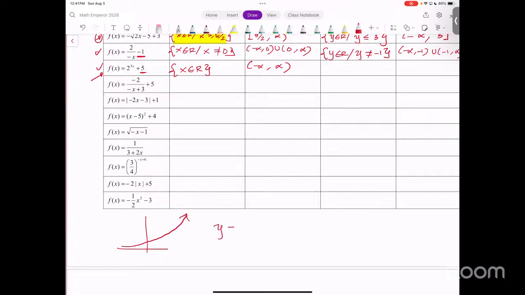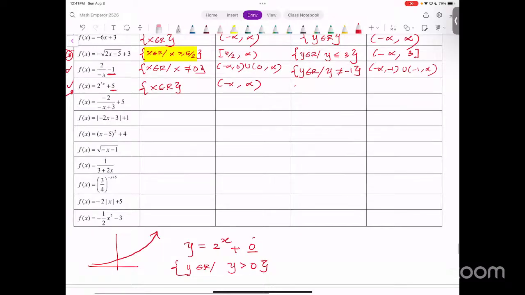When y is equal to 2 to the power of x, the range is going to be y belongs to real, but y is greater than 0. So y won't take this value. When it's 5, it won't take that value. So it's going to be greater than 5. So y belongs to real, where y is greater than 5. How are we going to write that? In set notation, this is going to be 5 to positive infinity. Are you guys following that picture?